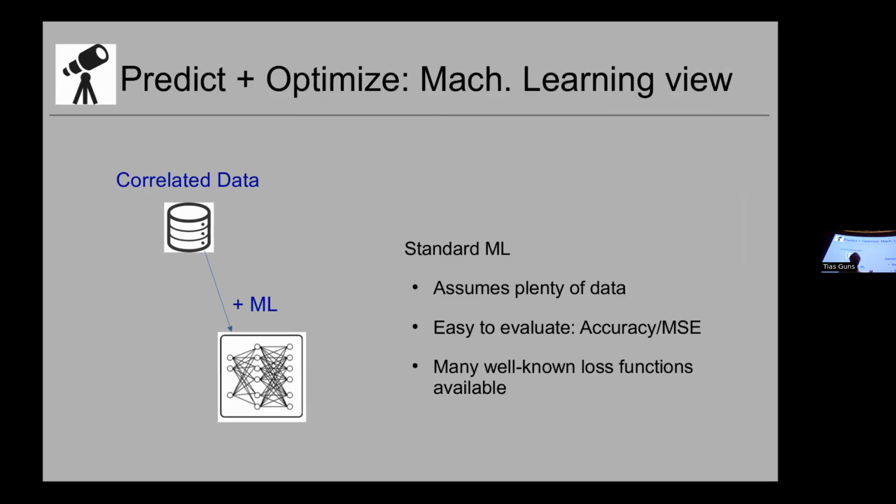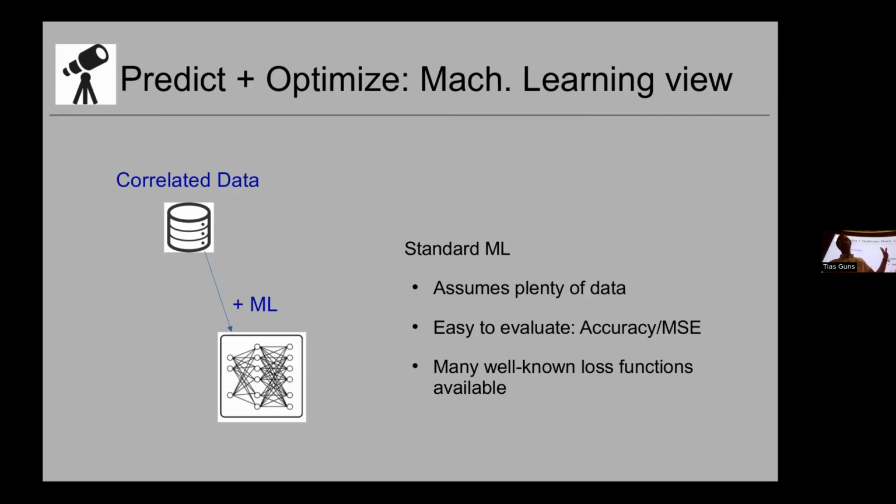Now, from a machine learning view, standard machine learning only considers this first part. And so you have a data set, you have some correlated historic data, and then you build a machine learning model to make predictions. So in standard machine learning, we typically assume that there's plenty of data that is also easy to evaluate. There's standard metrics in case of classification and regression problems, and there are many well-known loss functions available that you can use.